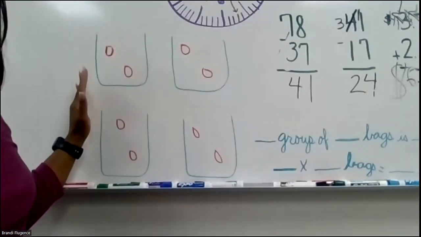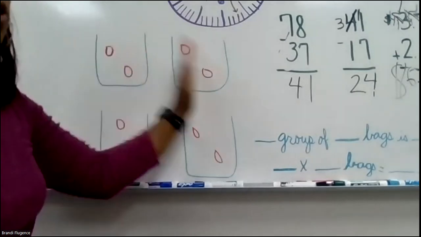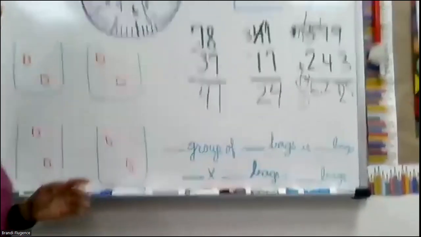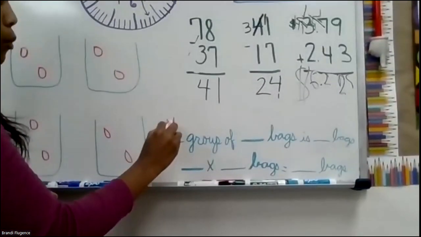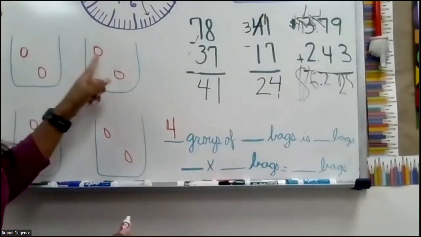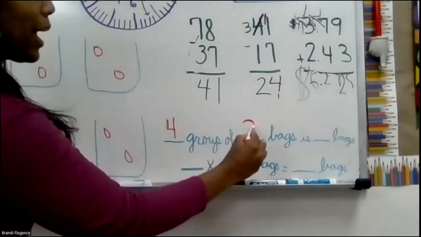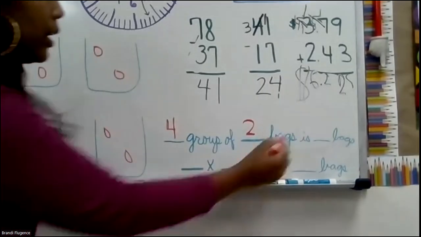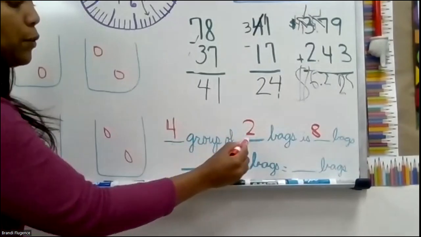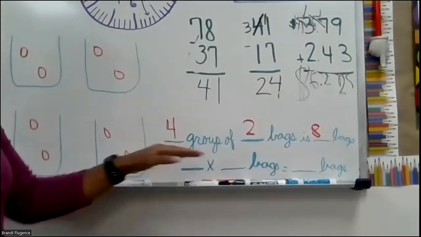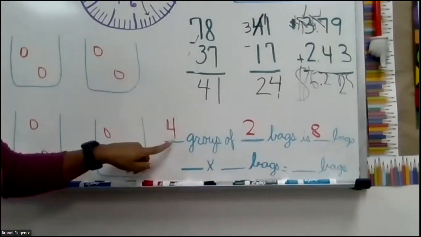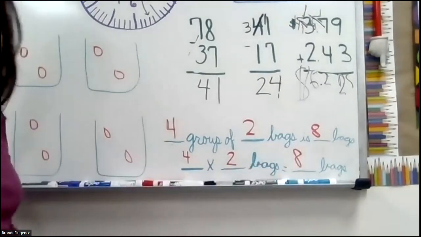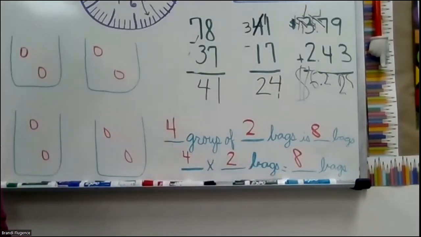So these 4 buckets are groups. That's what I would say. Groups are buckets. And inside I have 2. So when I fill it out as a number sentence, I will say I have 4 groups, which are the buckets. 4 groups of how many bags? 2 bags is a total of how many bags? 8. So 4 groups of 2 bags is 8 bags. So my multiplication fact that I'll build from this will be 4 times 2 bags equals 8 bags. That's all we're doing. Okay?